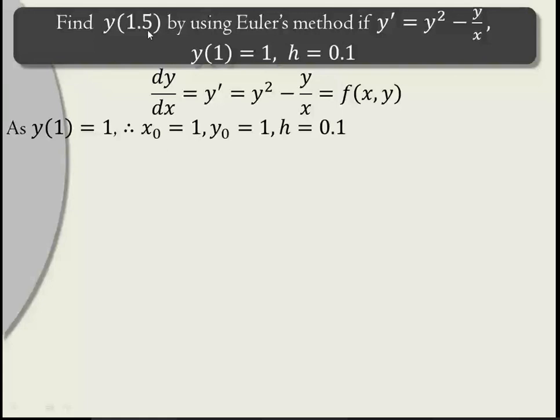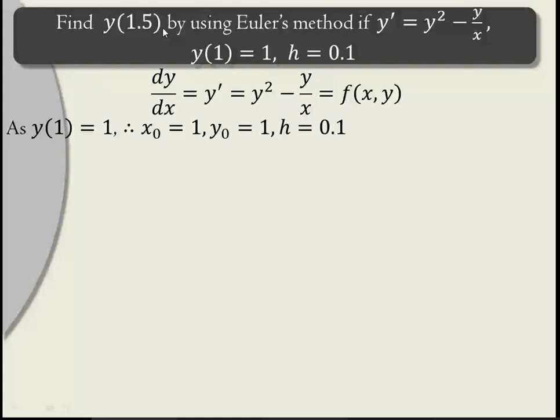So firstly, x1 will be 1 plus 0.1, that will be 1.1. Find the value of y at that point. Then again add 0.1 to it. Find y at that point. Again add. Continue until we reach 1.5. Okay, and the value of y at that point gives us the answer.